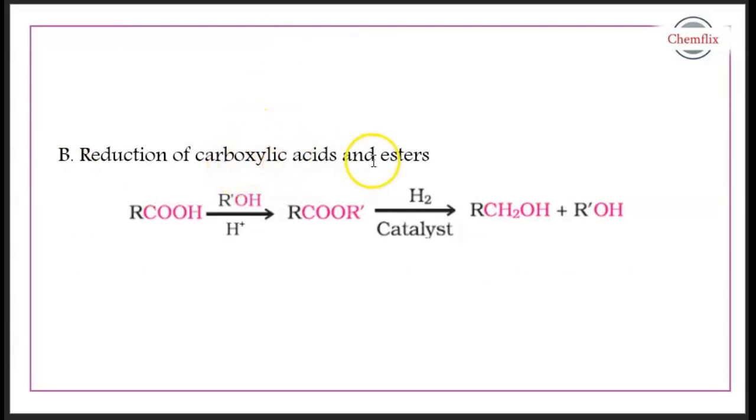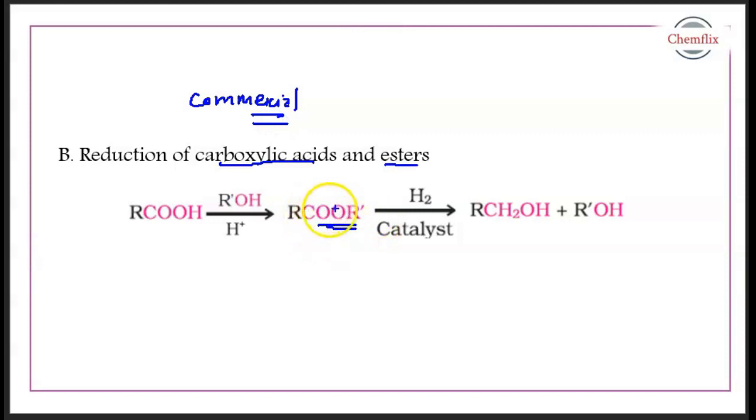Now, reduction of carboxylic acid and ester. രണ്ടാമത്തെ reducing. അപ്പോൾ ആദ്യം നമ്മൾ the reduction of carbonyl compounds, അതായത് aldehydes and ketones ആണ് എടുത്തത്. രണ്ടാമത്തെ we are going to take reduction of carboxylic acids and esters. Carboxylic acid plus alcohol, esterification നടത്തുക, you will get an ester, and this is the commercial preparation of alcohol. Commercial preparation ഇതാണ്.